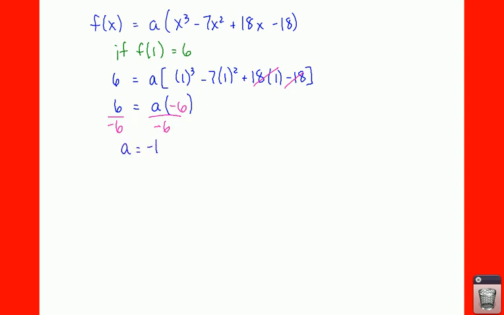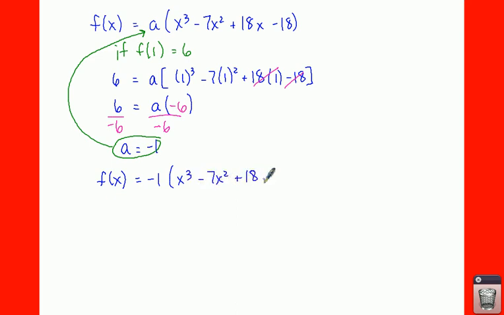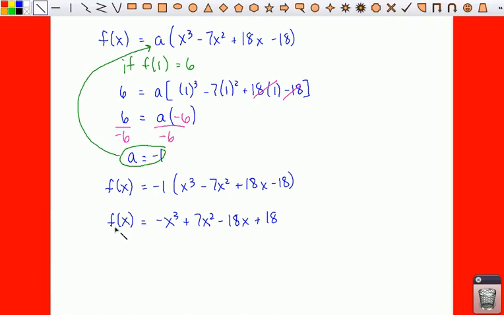And what you're going to have to do with this a equals negative 1, you're going to have to plug it in front of your polynomial. And if that's a negative 1, all that's going to do is just change all of your signs. So if you have f of x equals negative 1 times x cubed minus 7x squared plus 18x minus 18, then your final solution, finally, is negative x to the third plus 7x squared minus 18x plus 18. So that is your final solution.